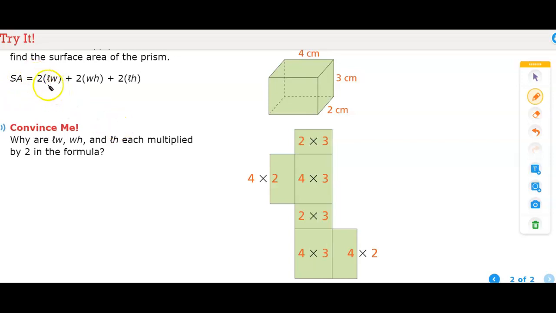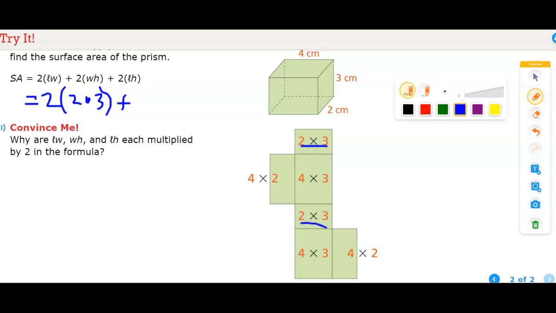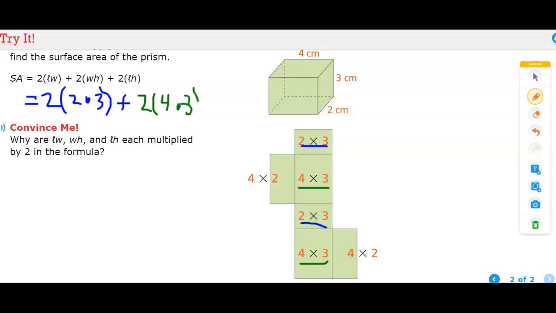So for the first set of rectangles that are the same shape, let's use the top and the bottom here. So that's 2 times 3. So now we have SA equal to 2 times 2 times 3 plus. Now I'll use different colors just so we're all on the same page. The next one is going to be this part of the prism, 4 times 3. So we have 2 times 4 times 3.